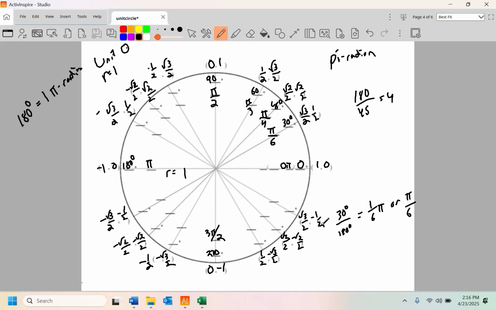Now, remember that a big slice is worth 30. 90 and 30 is 120. A little slice is 15. Add 15, you're at 135. Add 15, you're at 150.